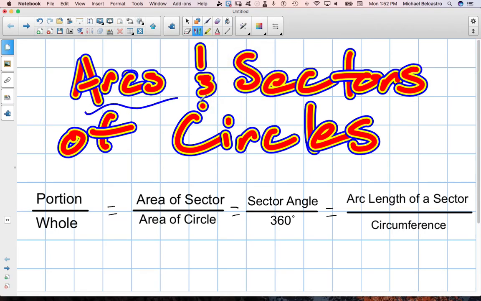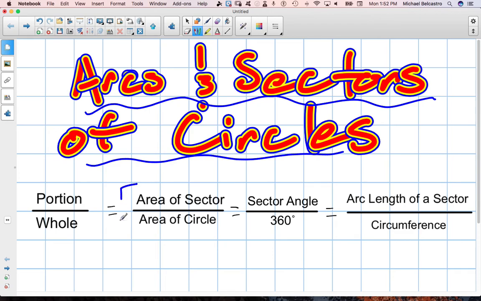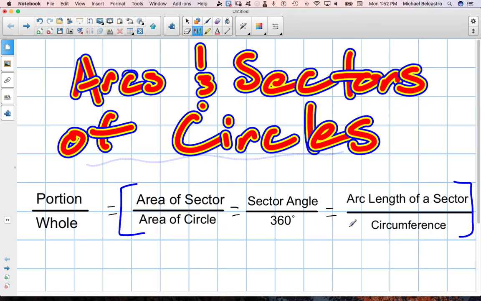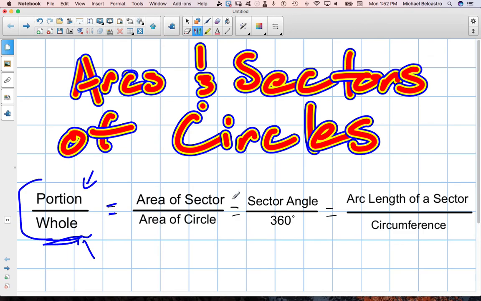Okay, we're going to look at arcs and sectors of circles. These are three major formulas that equate to each other. I've built another one that is essentially the idea for all of them. A portion of something over the whole of something is really what all three of these fractions or ratios are saying to each other.